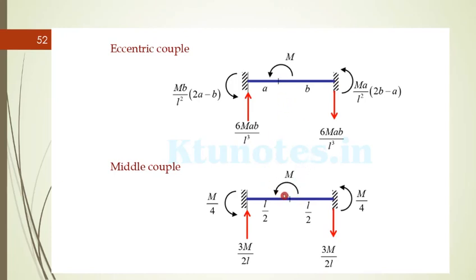So the middle couple is a special case where a is equal to b is equal to L by 2. The general equation for the moment is Mb by L square into 2a minus b. Similarly, for the right support, it is Ma by L square into 2b minus a. The reactions are 6Mab by L cube. One is upward, one is downward. And if it's a middle couple, that a is equal to b is equal to L by 2, substituting, M by 4 will be the moments, and 3M by 2L will be the reactions.